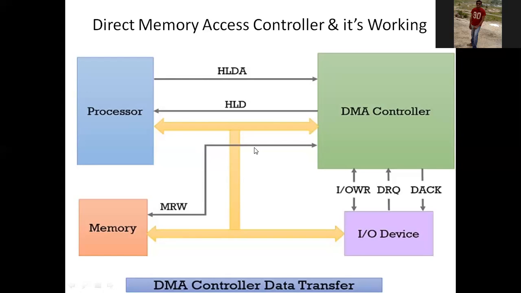Now the processor will be idle. It will not do anything. Memory and the IO device will be activated. The DMA controller performs bidirectional transfers: memory read and write for the memory, and IO read and write for the IO devices. So MEMR, MEMW and IOR, IOW will be activated.